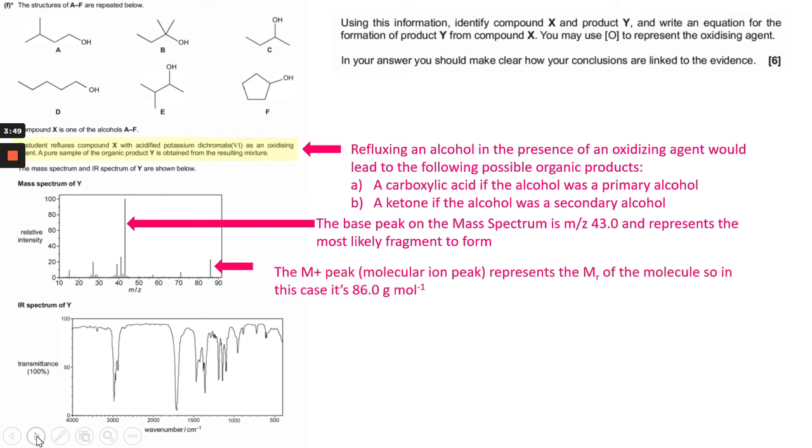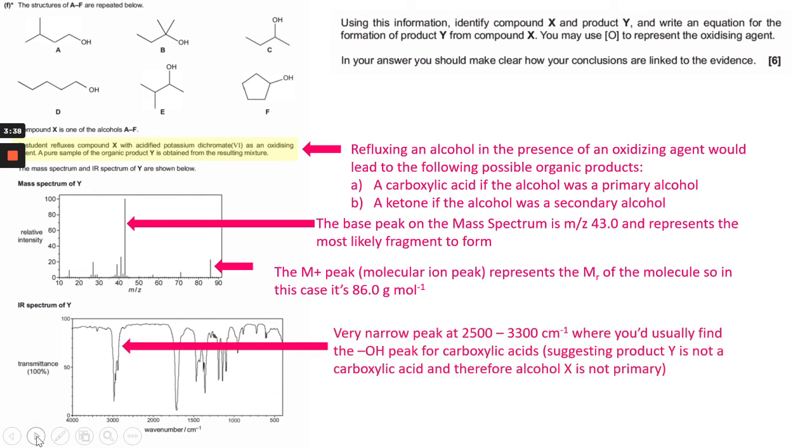The M+ peak represents the Mr of the molecule. So in this case we've got an m/z of 86, so therefore the Mr is 86 grams per mole. The very narrow peak at 2,500 to 3,300 centimeters^-1 suggests that we haven't got a carboxylic acid because it's not broad enough. So that might suggest that alcohol X is not primary, but secondary.